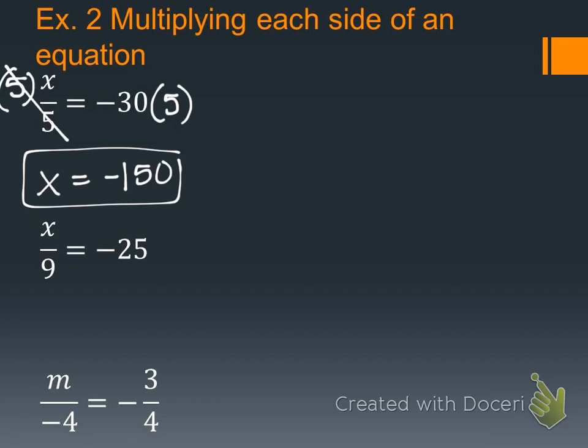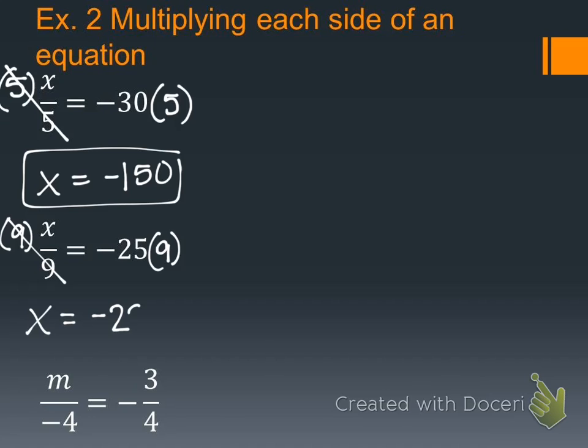Okay, so in the next problem, what should I do, Brittany? Multiply by 9. Very good, because I see x is being divided by 9, so the inverse would be to multiply by 9. And what is x equal to? Who knows? Anybody got the calculator out? Emily?